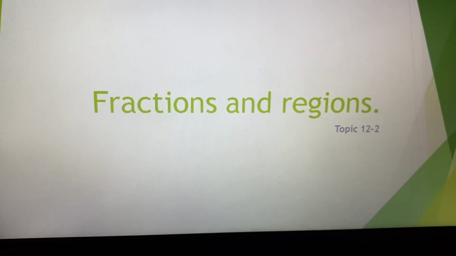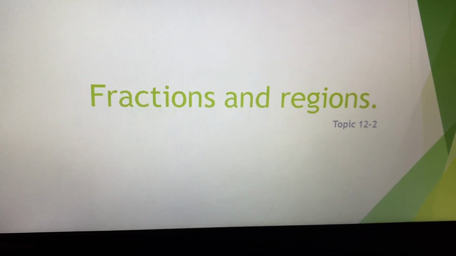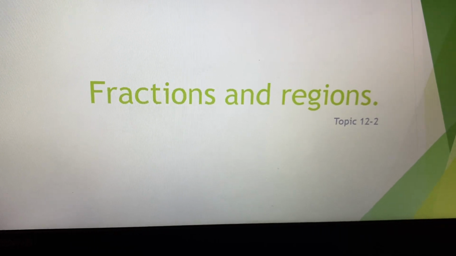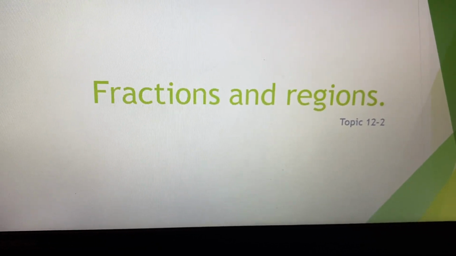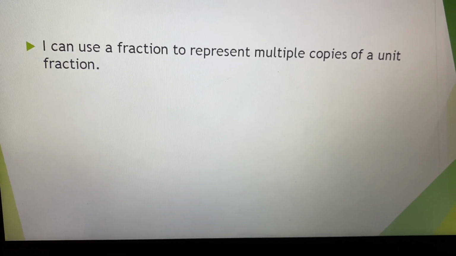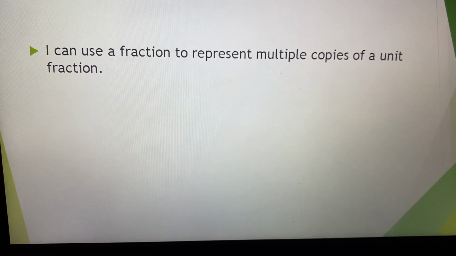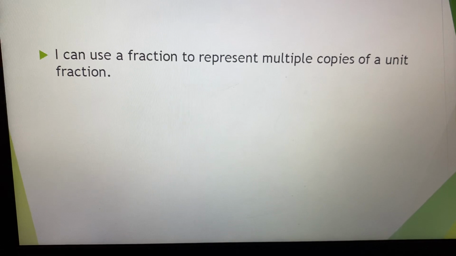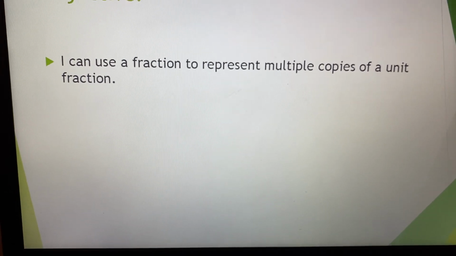Good morning, everyone. Today we will take the second lesson of topic 12, fractions and regions. The objective of our lesson today: I can use a fraction to represent multiple copies of a unit fraction.